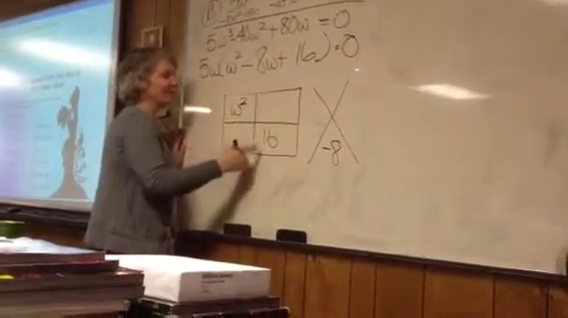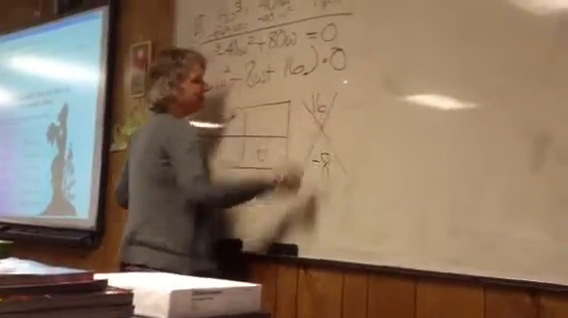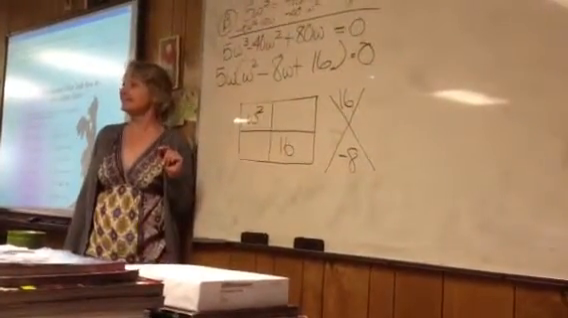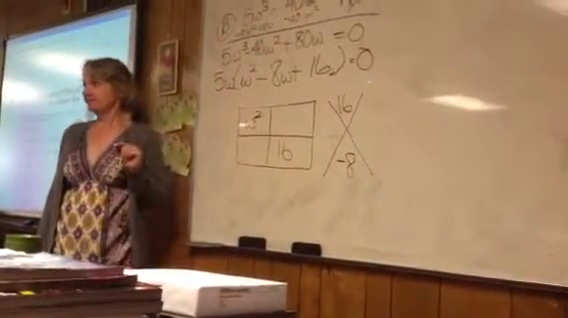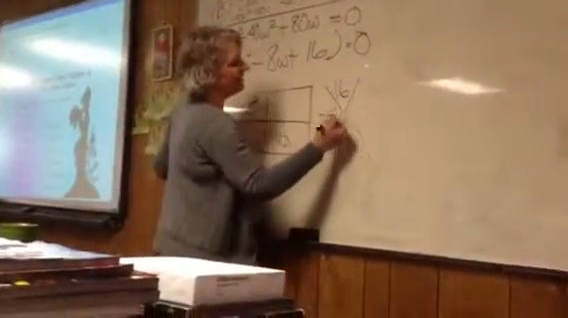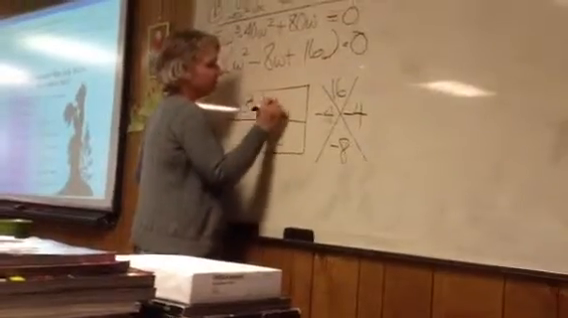Multiply 1 times 16 and get 16. What do you multiply to get 16 and add to get negative 8? Negative 4 and negative 4. Those go in these boxes.